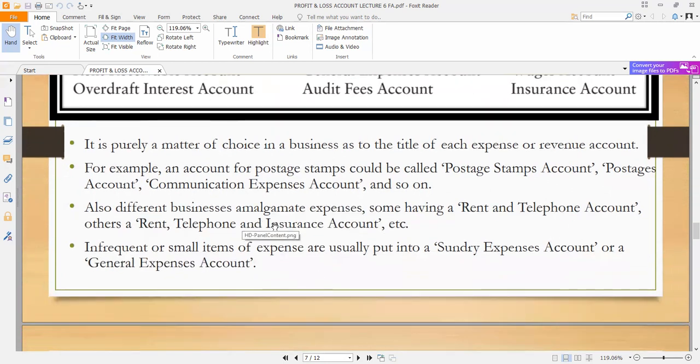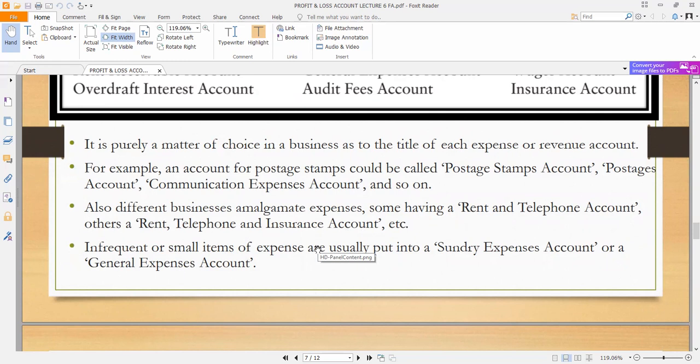Also, different businesses amalgamate expenses, some having rent and telephone accounts, others rent, telephone, and insurance account, etc. Meaning, different businesses have different formats to which they name their accounts. So you as a business or you as an accountant need to pick which ones you'll be able to use.